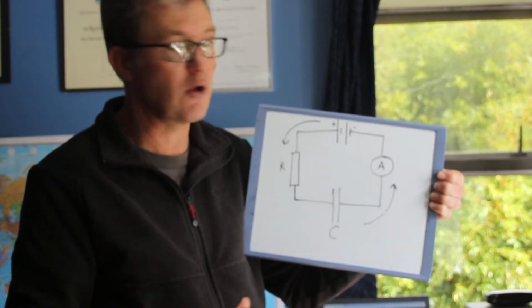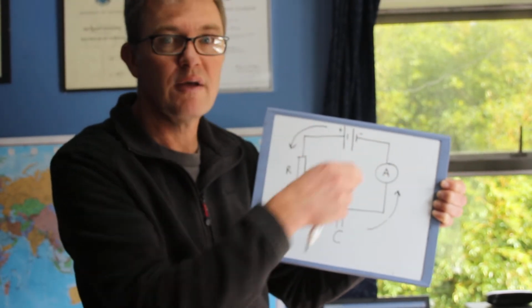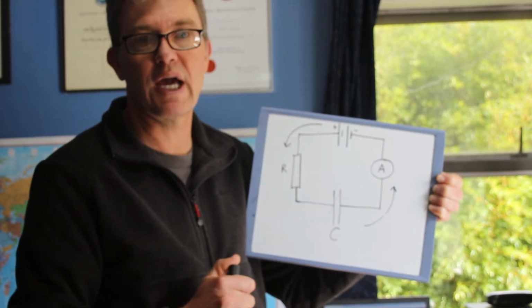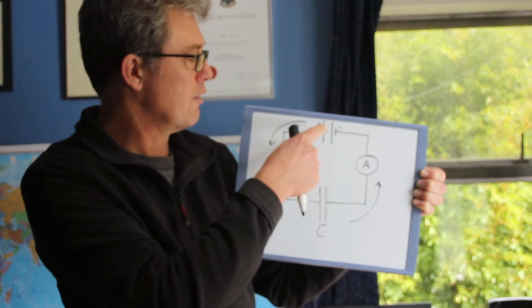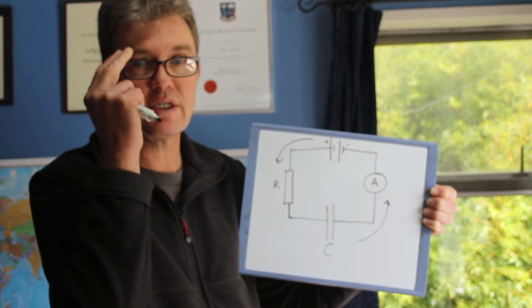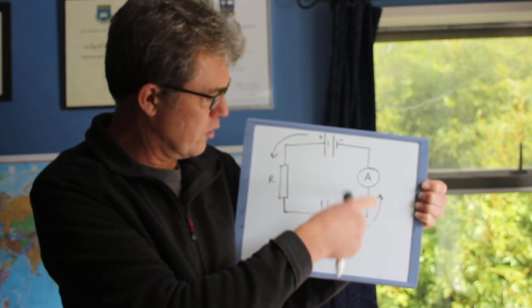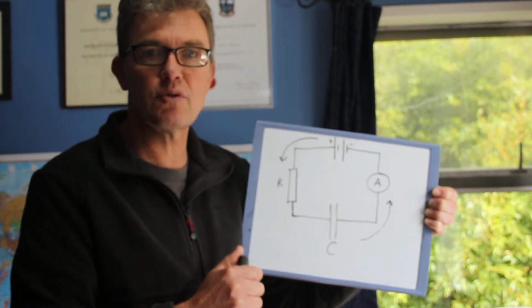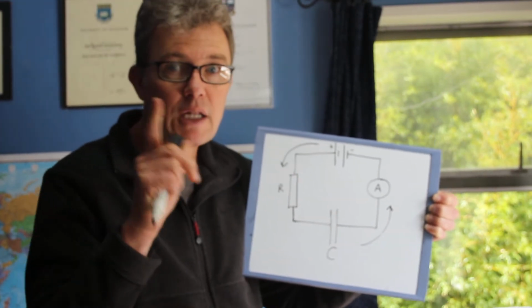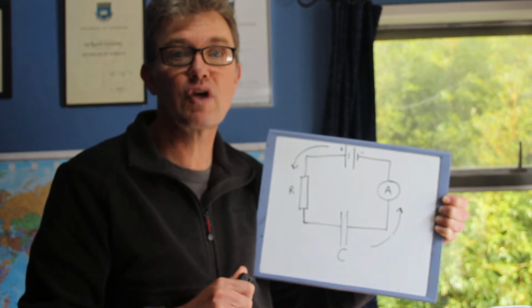It's actually the flow of negative electrons this way. But we all know, we play the game, we think of it as conventional current, the flow of positive coulombs in this direction. So how can current flow when you've got this great big gap here between the two plates in a capacitor? I'm glad you asked. It's a bit tricky.